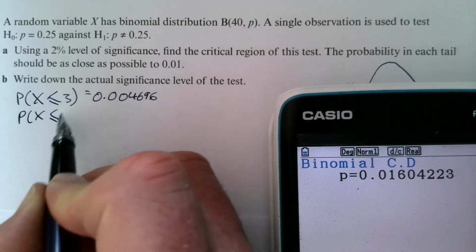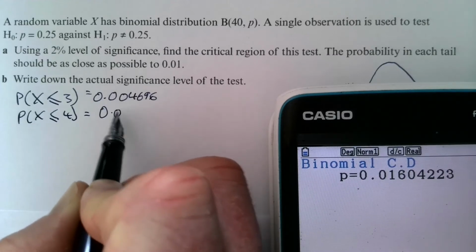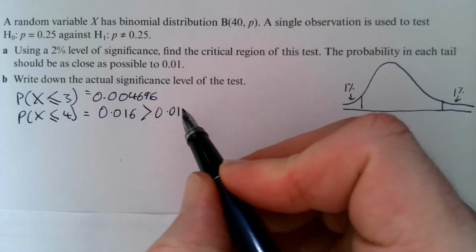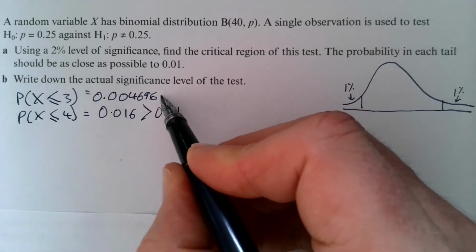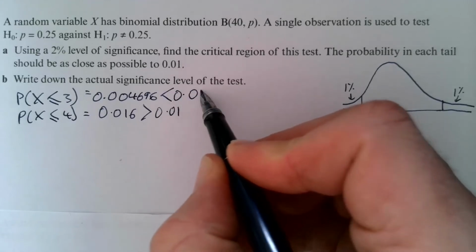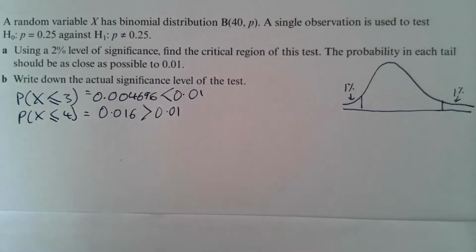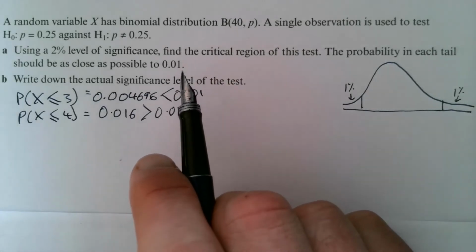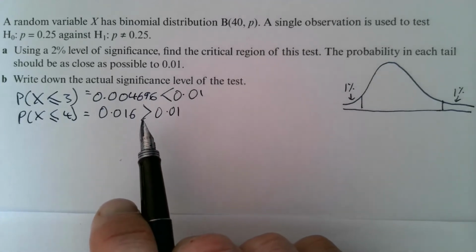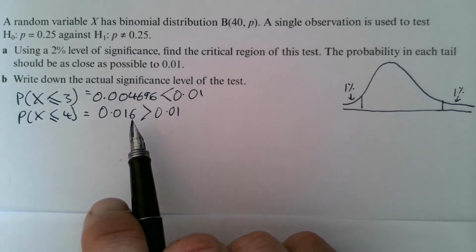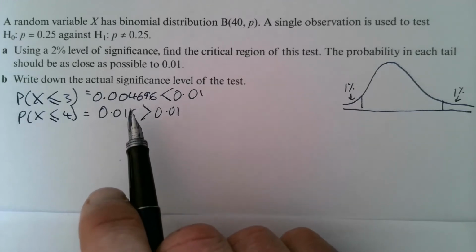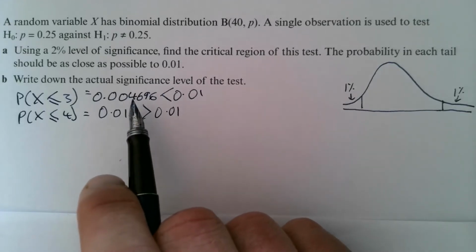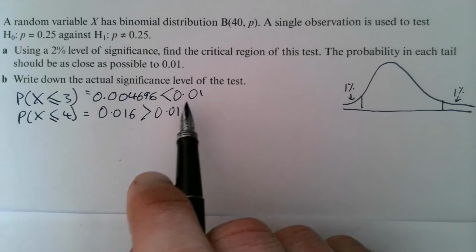So actually that is more than 0.01, and that is less than 0.01. And it's quite misleading the way it says the probability in each tail should be as close as possible to 0.01. It can't exceed it though. So actually 0.016, is that a little bit closer? Maybe not closer than that. It's actually slightly further away, isn't it? But you want it, it's got to be less than 1%.